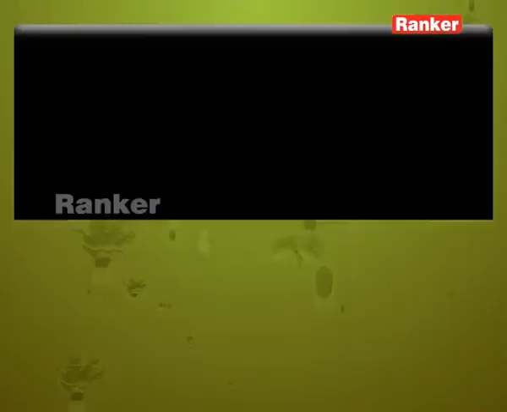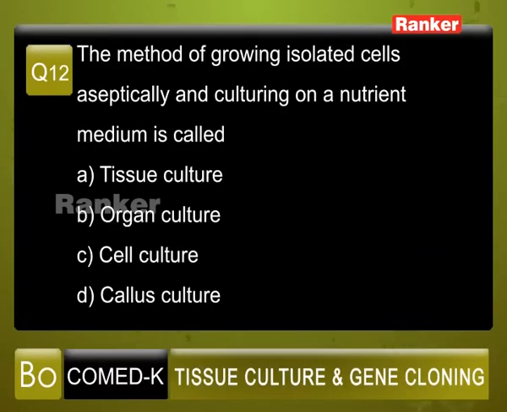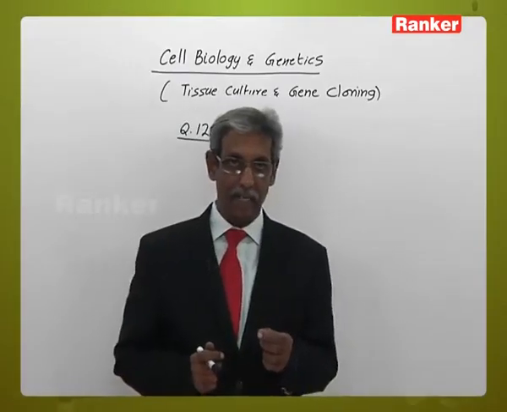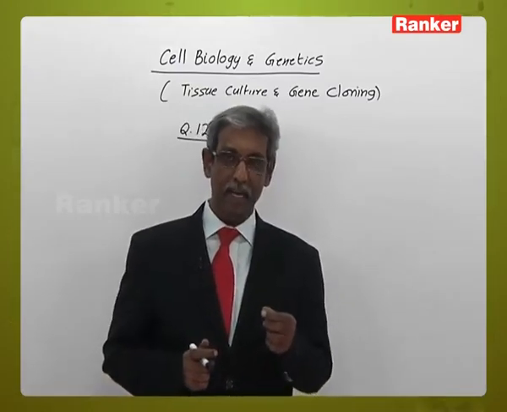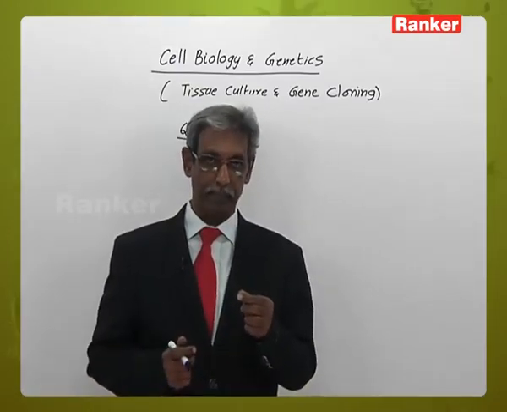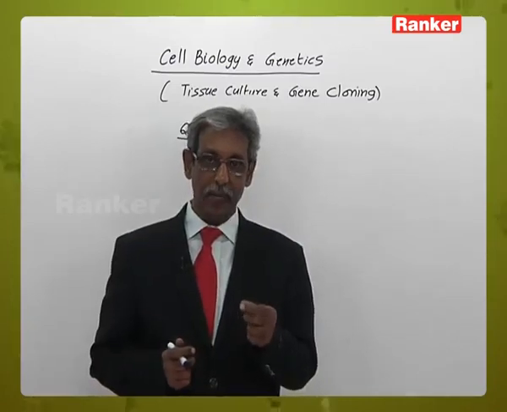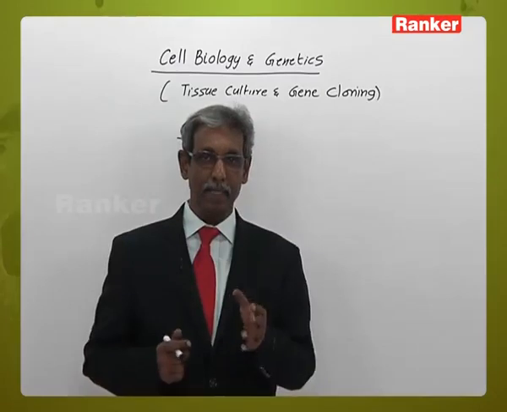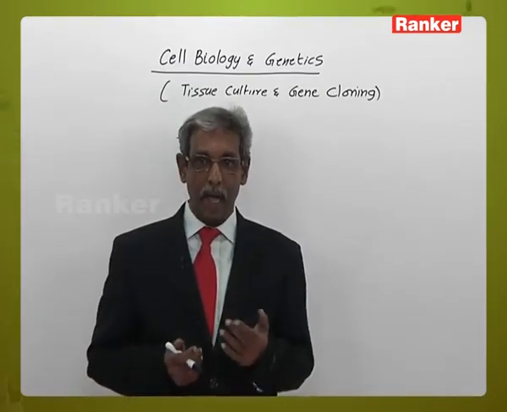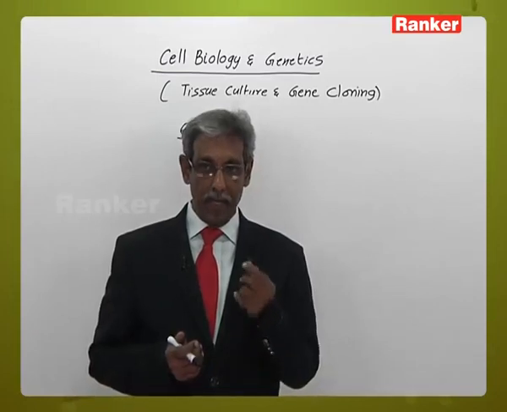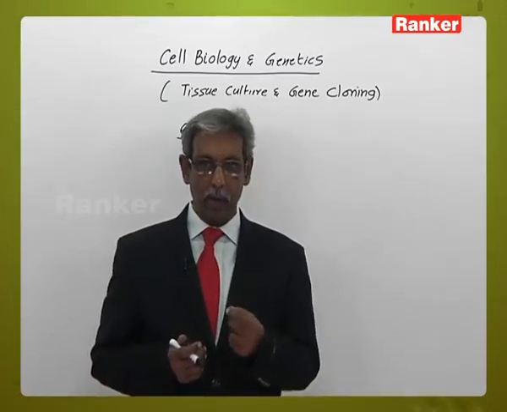Question number 12. The method of growing isolated cells aseptically and culturing on a nutrient medium is called A. Tissue culture, B. Organ culture, C. Cell culture, D. Callus culture. When we take single cells and grow them aseptically, that is, without any contamination, and we are culturing on a nutrient medium, a single cell culture is normally called cell culture.